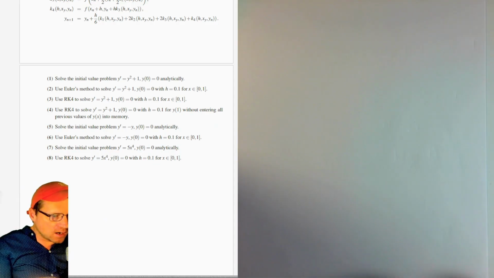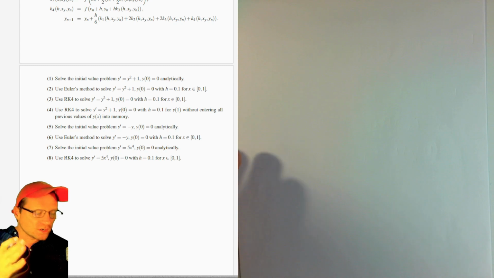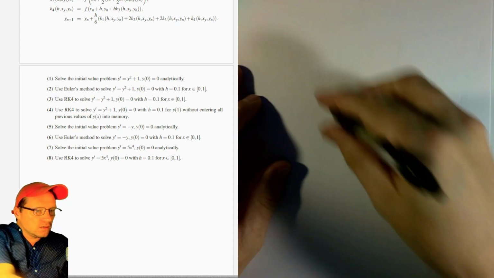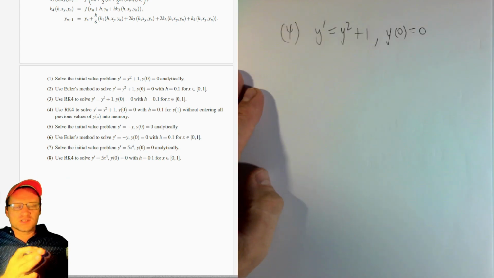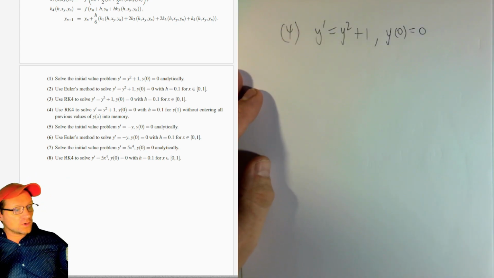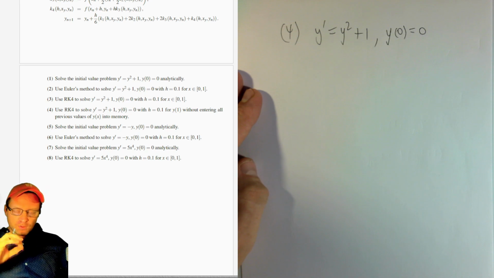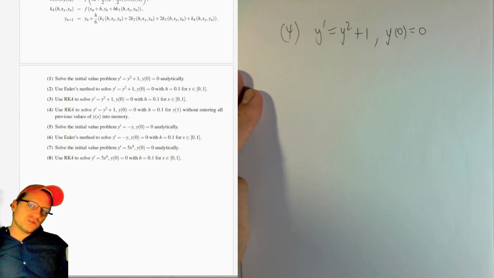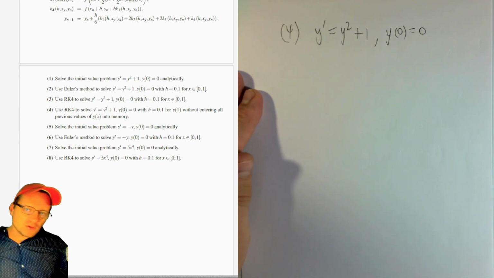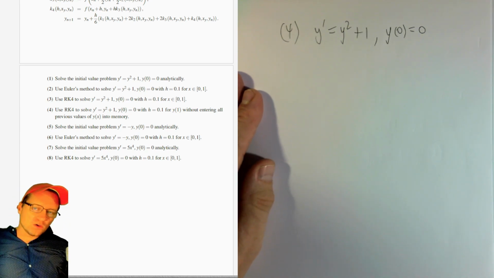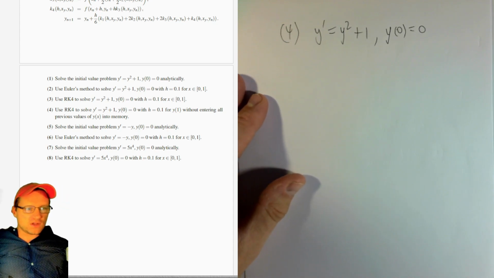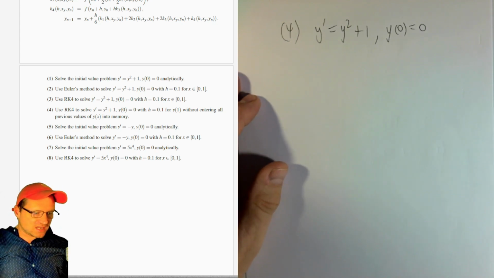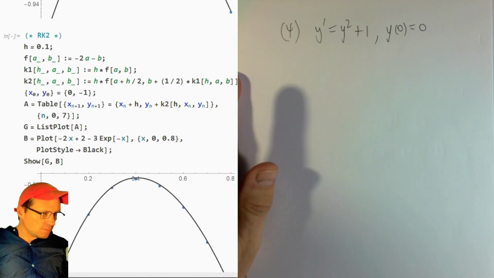Okay, so now we're going to do question 4, which is this initial value problem again using RK4, but this time we're not going to enter all of the points into memory. In other words, suppose you had a differential equation that required like 10 million points, and suppose your computer was pretty limited and you didn't want to overflow the memory. So how would you do it in that case rather than using table like what I have in my code?